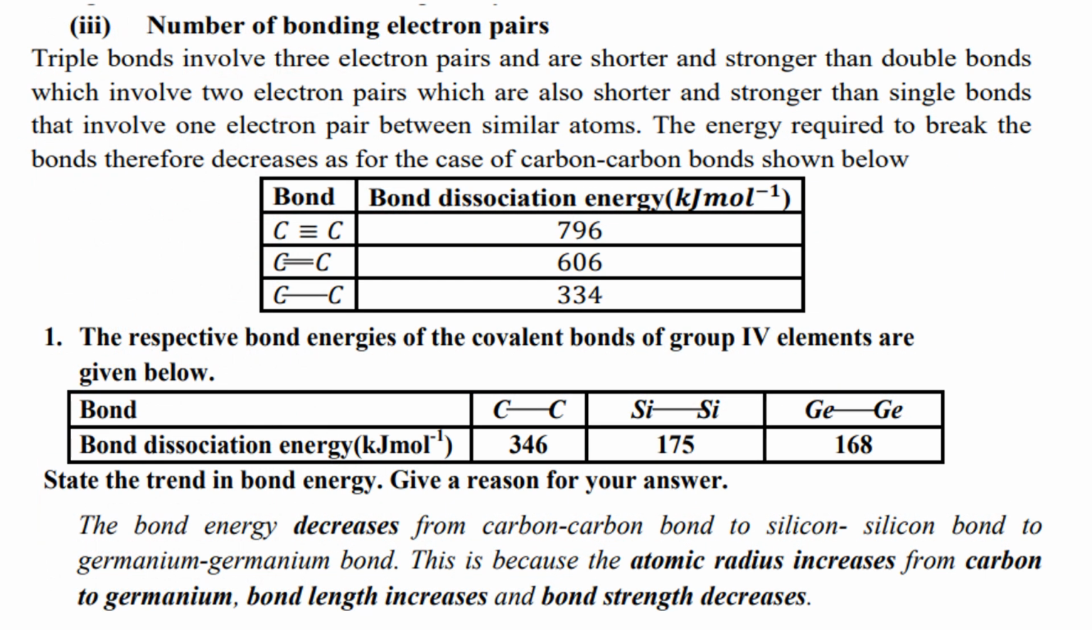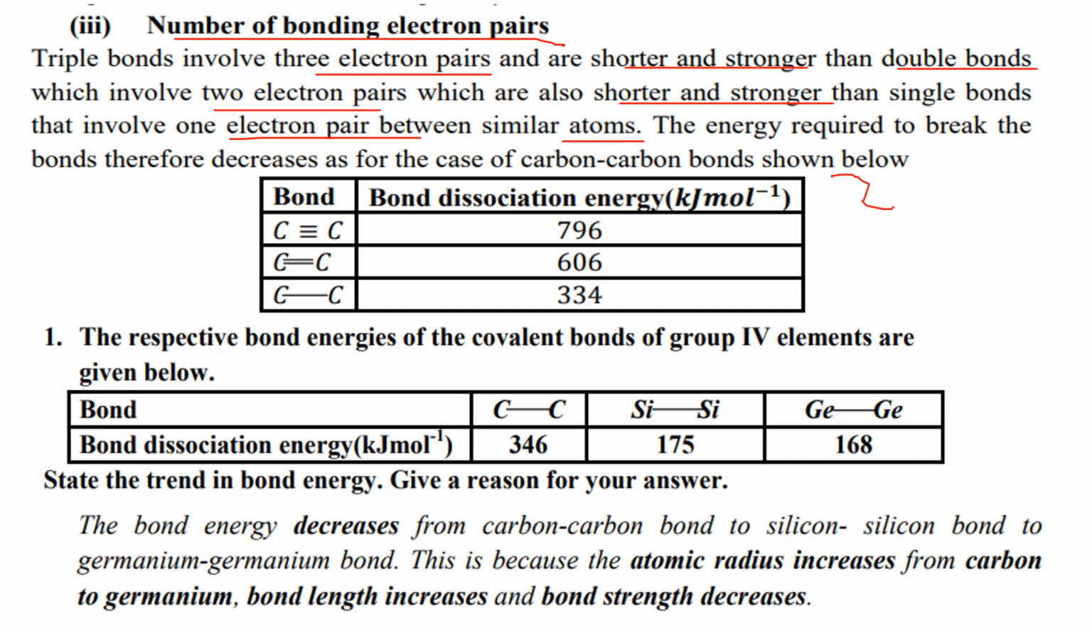So looking at concept number 3, we're going to look at the number of bonding electron pairs. So here we are going to say that triple bonds involve 3 electron pairs, and therefore they are going to be shorter and stronger than the double bonds, which involve only 2 electron pairs, and which are shorter and stronger than the single bonds that only involve 1 pair, together with similar atoms.